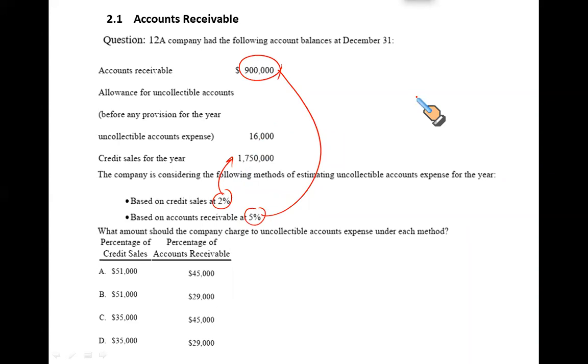Now, if you take 2% of this amount, it is 35,000. So this straight amount is what you charge to your income statement as an expense for the period. So either C or D.